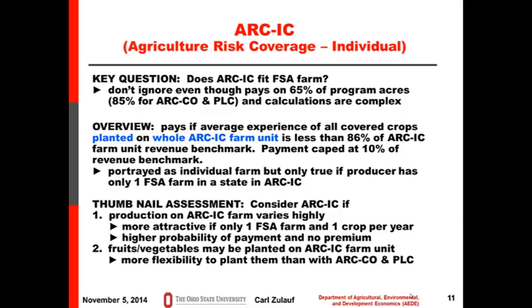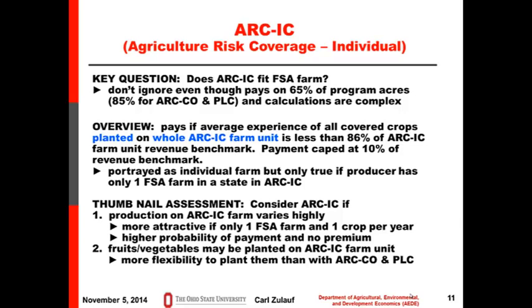The overview of ARC-IC, and I'm not going to go into all the complex calculations as I said earlier, but to think about what ARC-IC does is that it's a risk management program that pays on the average experience of all covered crops planted on the whole ARC-IC farm unit. When the revenue across all covered or program crops that are planted on that farm is less than 86% of the ARC-IC farm unit revenue benchmark, a payment is made.